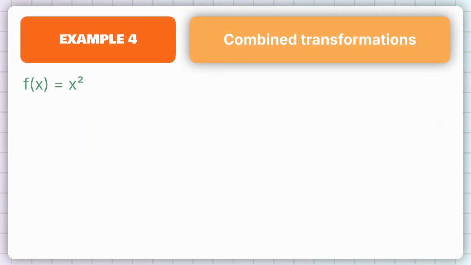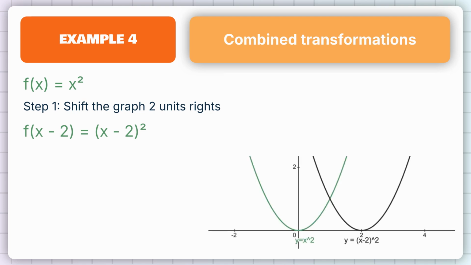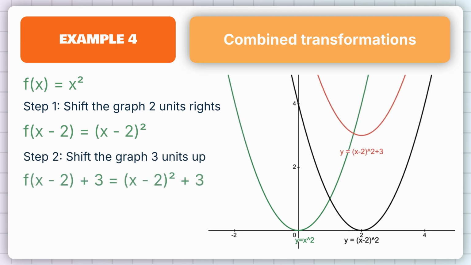Example 4. Combined transformations. Let's combine these transformations. Suppose we start with f of x equals x squared, and we want to shift it 3 units up and 2 units to the right. First, apply the horizontal shift. f of x minus 2 equals x minus 2, squared. Next, apply the vertical shift. f of x minus 2, plus 3, equals x minus 2, squared, plus 3.